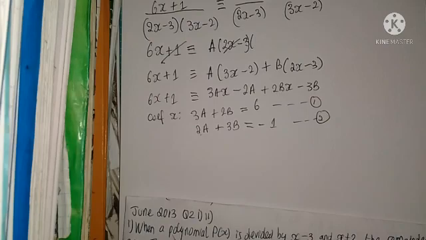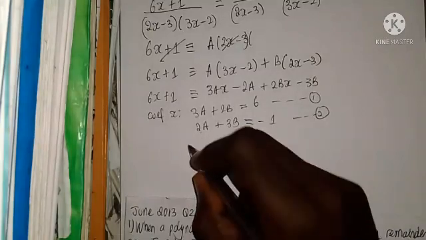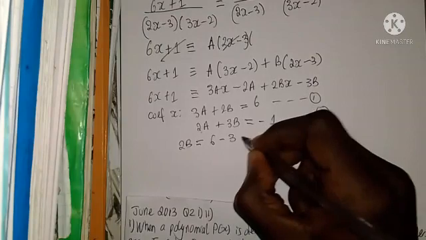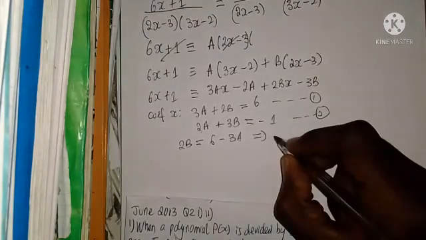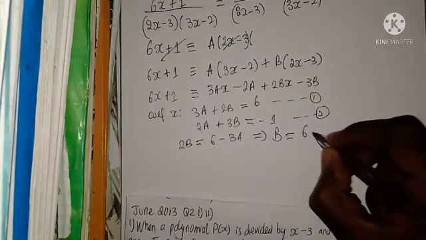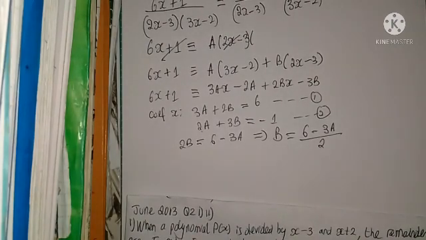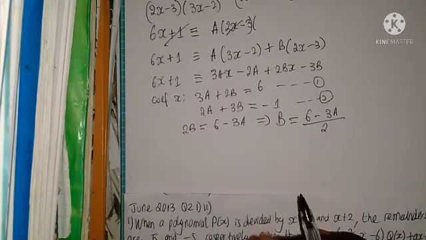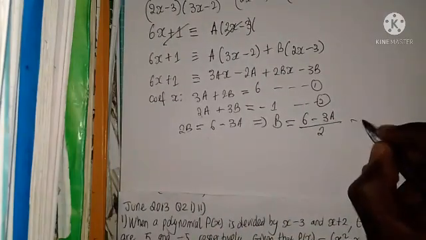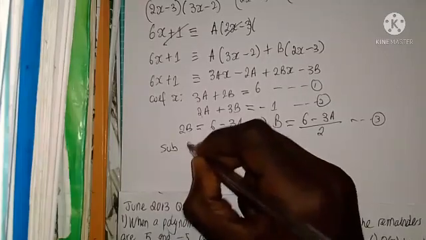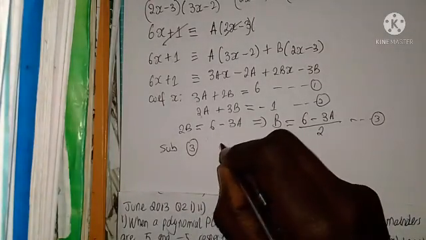Let's say in equation 1 I would really like to work with b. So here 2b, let's go gradually, equals 6 - 3a, and this will imply that b is equal to (6 - 3a) divided by 2. Okay, (6 - 3a) divided by 2. Now this becomes your equation 3. Now what if you substitute this third equation in the second equation?